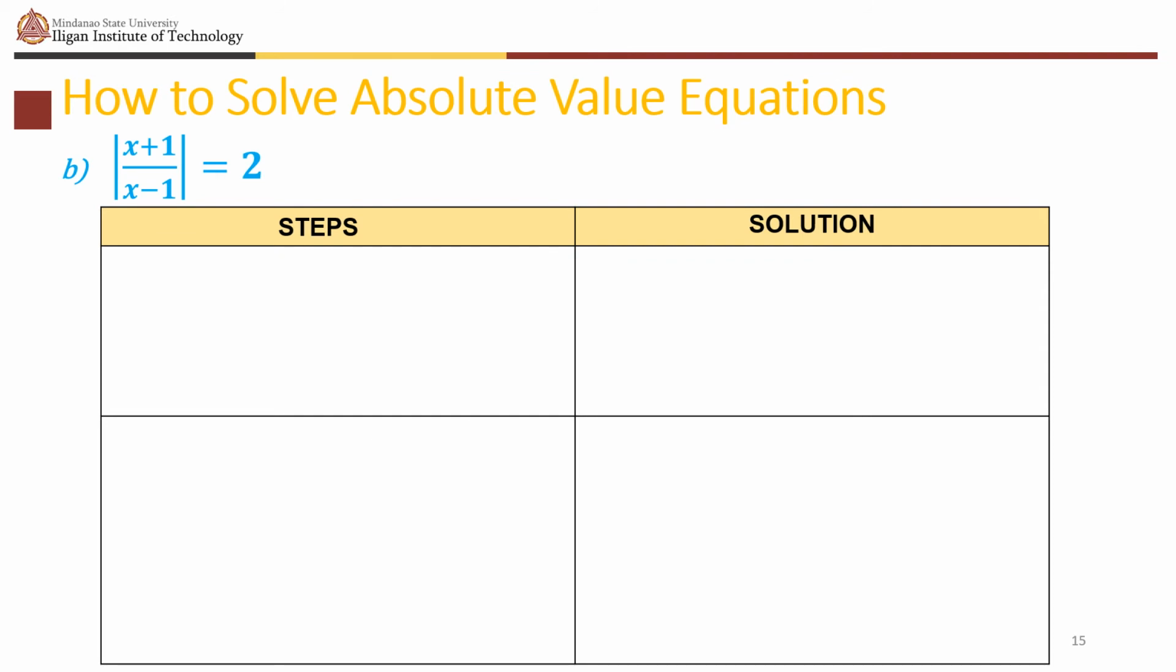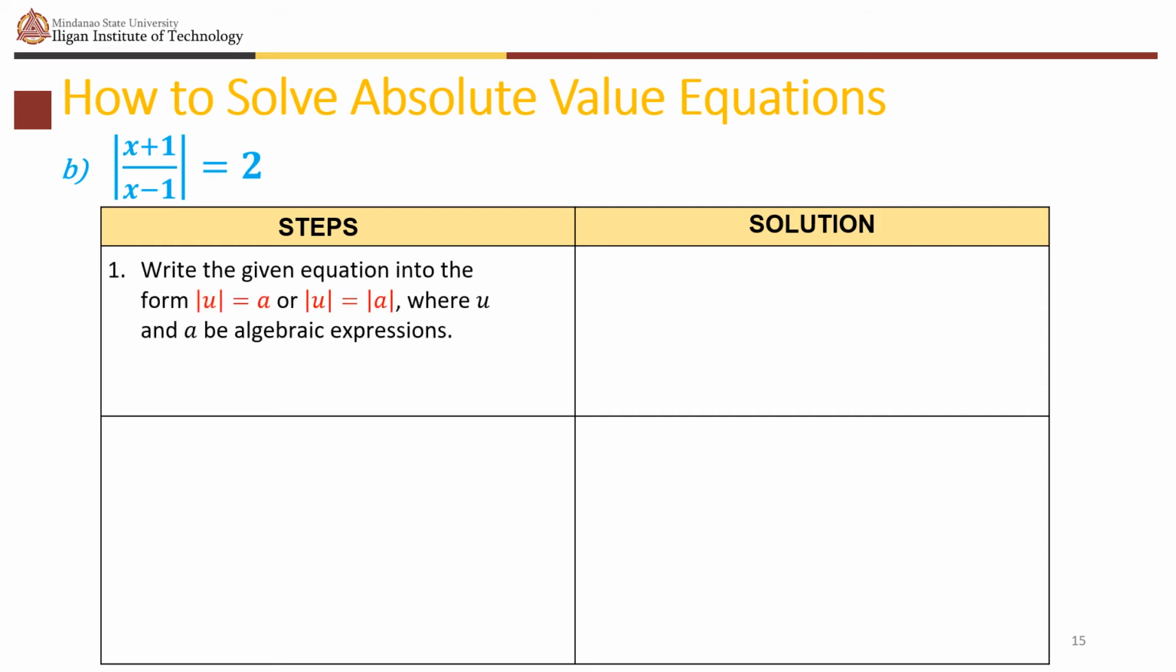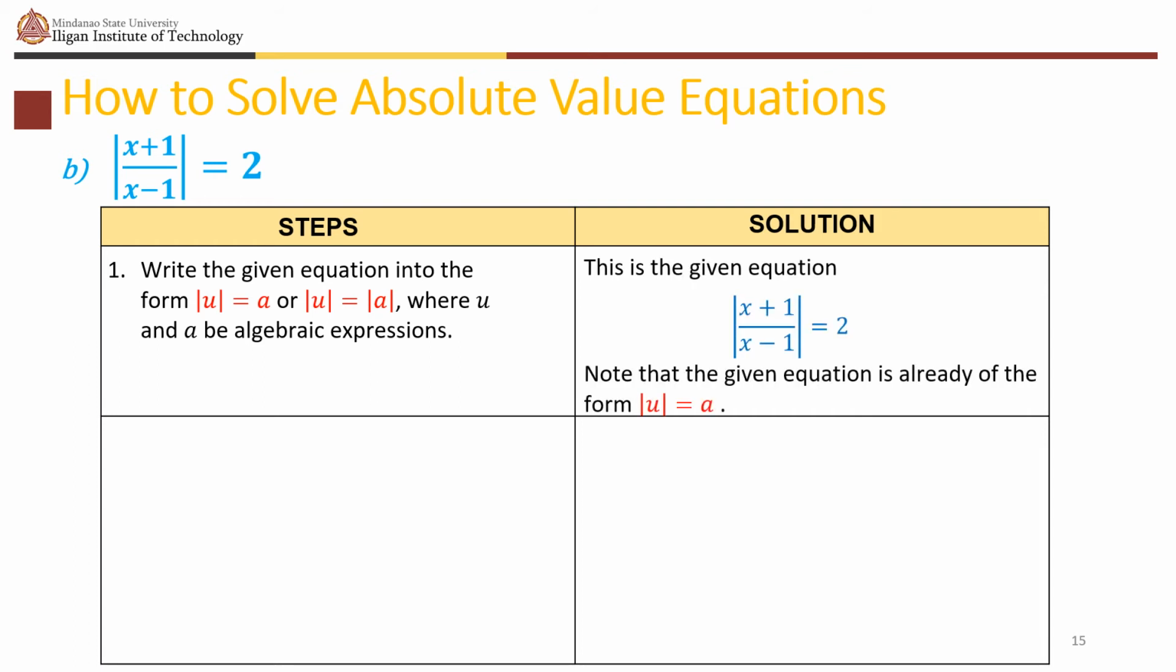So we now solve the equation absolute value of x plus 1 over x minus 1 is equal to 2. So we have to write the given equation into the form absolute value of u is equal to a, where u and a are algebraic expressions. Now this given equation is already in the form absolute value of u is equal to a. If you take a look, your u there is x plus 1 over x minus 1, and our a is 2.